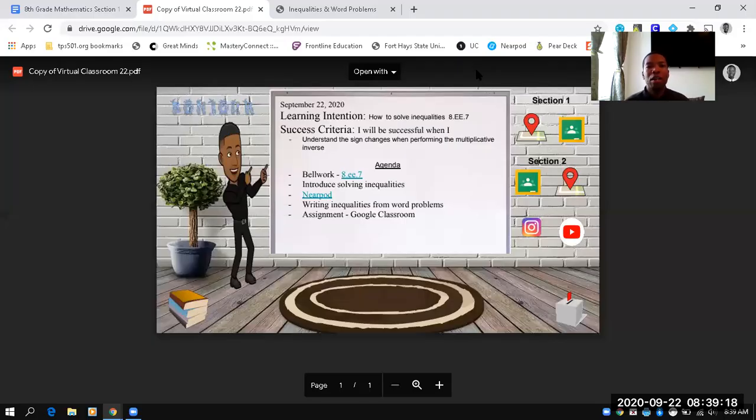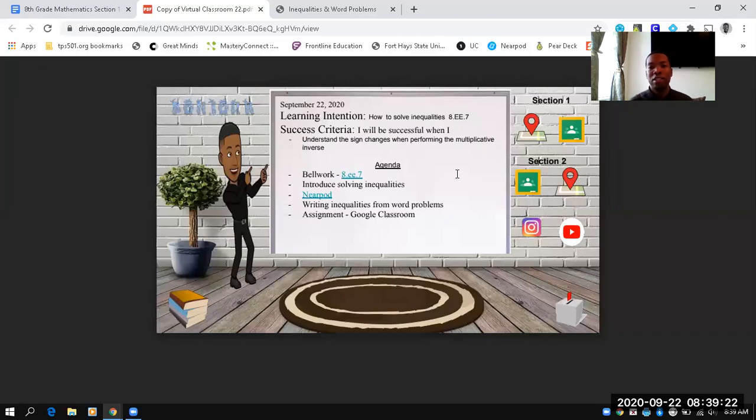All right, so this morning we're still on 8EE7, but this is us wrapping up 8EE7, the standard, all right? And we're going to be learning how to solve inequalities. Our first success criteria is I will be successful when I can understand sign changes when performing the multiplicative inverse. So that's one of the first things we're going to look at, which is what happens whenever we perform the multiplicative inverse and the additive inverse when we're solving inequalities.